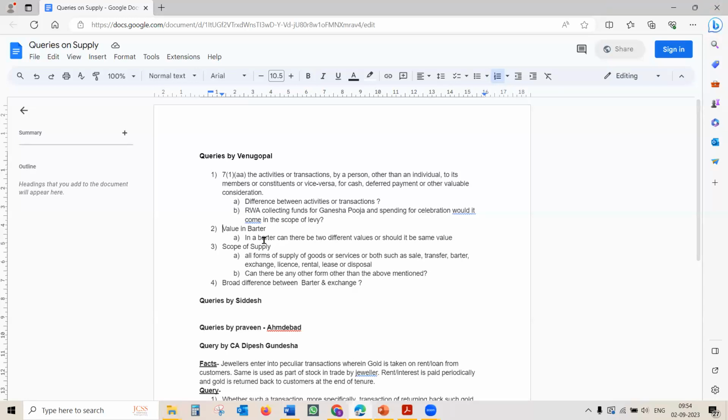Sir, a very basic question I'm asking. As we know, for a supply in general, there has to be a consideration. Even if the consideration is not there, the activities or transactions specified in Schedule 1 are treated as a supply. When I read Schedule 1, item number 1, it says permanent transfer or disposal of business asset where ITC has been availed on such asset.